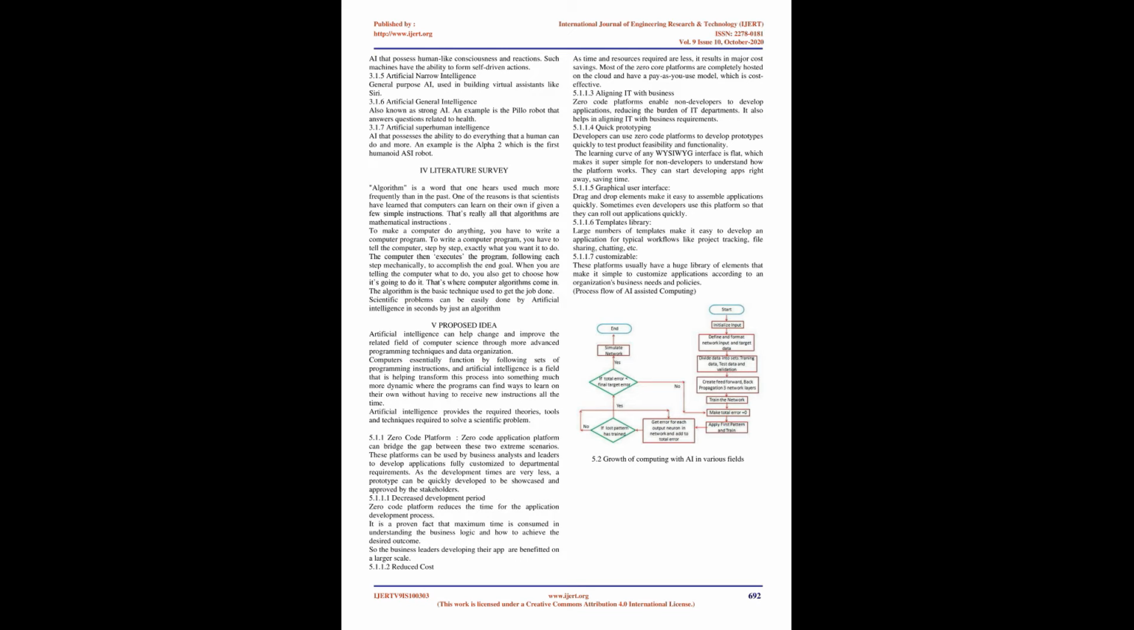3.1.6 Artificial general intelligence, also known as strong AI. An example is the Pillo robot that answers questions related to health. 3.1.7 Artificial superhuman intelligence, AI that possesses the ability to do everything that a human can do and more. An example is the Alpha 2, which is the first humanoid robot.